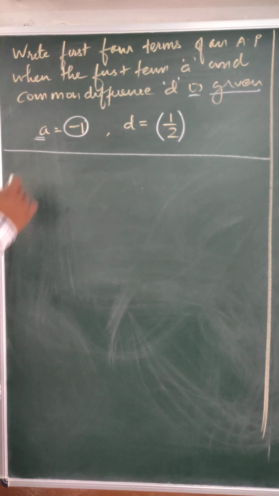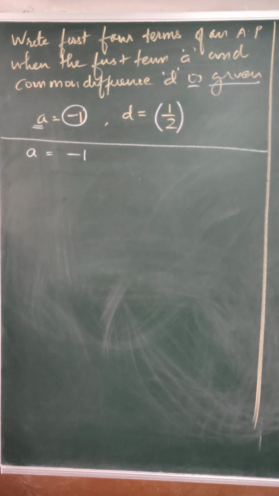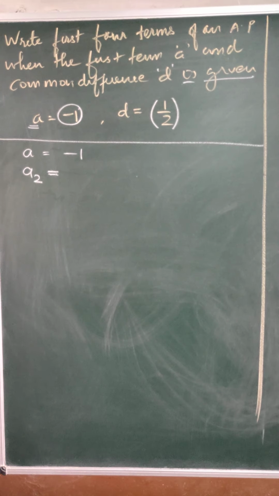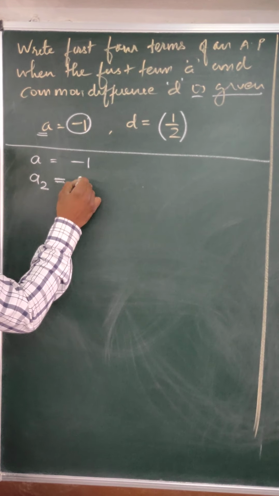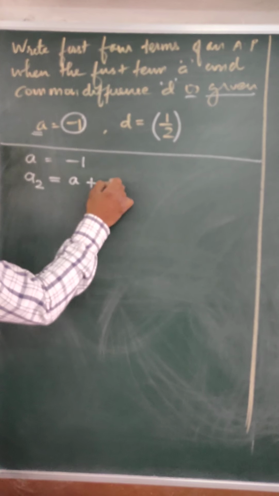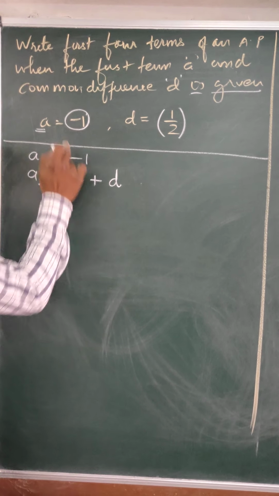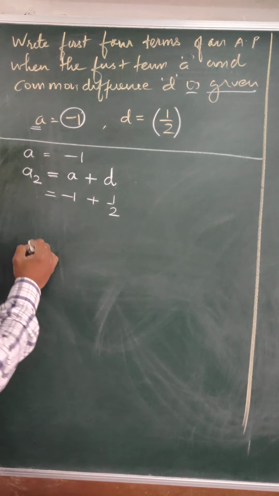Now since this is the first term, A is given by -1. We know that A2 is the second term, and it can be found by adding the common difference to the first term. So the second term can be obtained by adding the common difference D to the first term. That is equal to the value of A, -1, plus the value of D, 1 by 2.